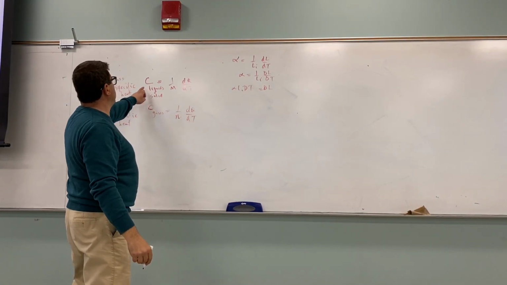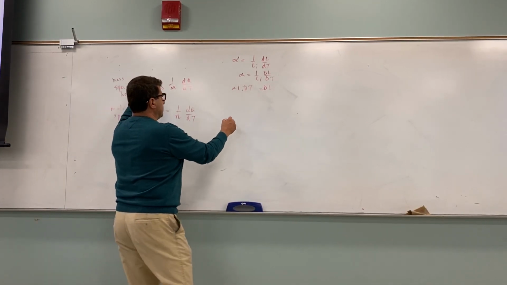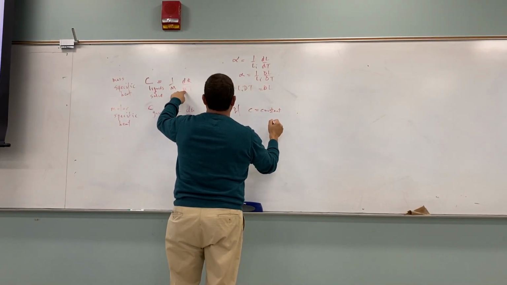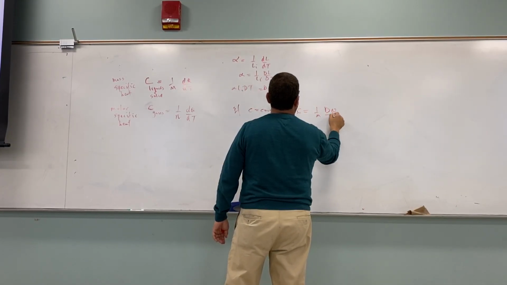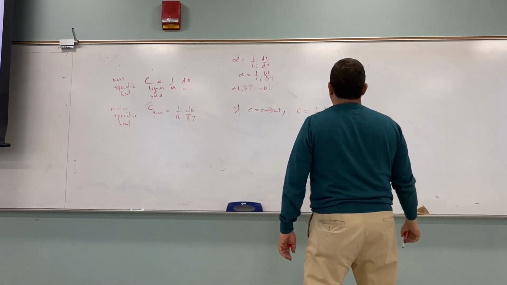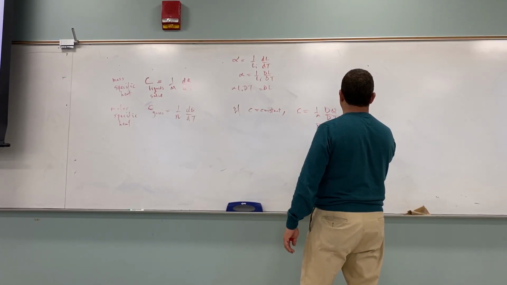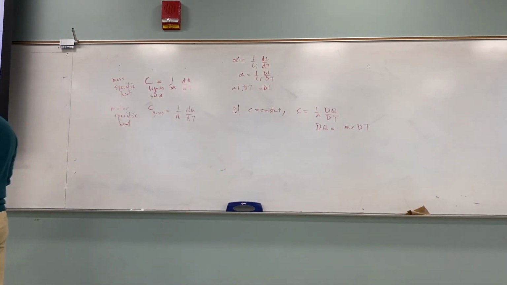Okay, so when the specific heat is constant over the temperature, then it becomes C is 1 over m, delta Q over delta T, right? Then it becomes delta Q is equal to, cross multiplying, m C delta T. And then you have this equation, right? Delta Q is equal to m C delta T. Specific heat and heat capacity are related by mass.